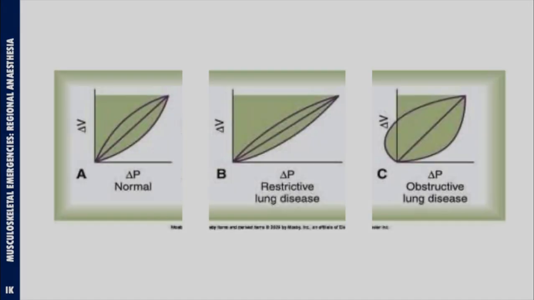Okay? So from there, you can figure out what happens when you have an increase of one type of work. So when you have high elastic work, when is elastic work increased? What disease? You all know there's restrictive lung disease and obstructive lung disease, right? So restrictive lung disease, that's good. In restrictive lung disease, elastic work increased. In obstructive lung disease, non-elastic work increased.